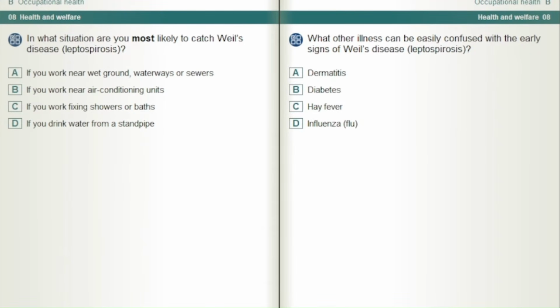In what situation are you most likely to catch Weil's disease, Leptospirosis? If you work near wet ground, waterways or sewers. If you work near air conditioning units. If you work fixing showers or baths. If you drink water from a standpipe.